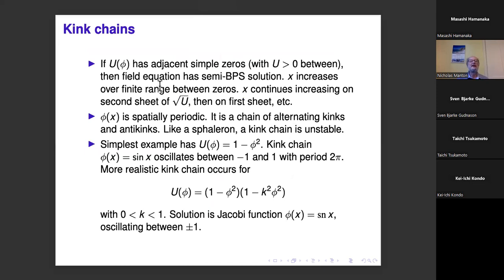Okay, I'm running out of time. But there are further solutions in which U has adjacent simple zeros. And these give kink chains. So far we've considered double zeros, and we've considered a double zero and a simple zero, but another possibility is that U has two simple zeros that are adjacent to each other and U positive between them. And then there's a solution that goes from one zero to the other zero in a finite range of X. X increases over a finite range between these zeros when you solve the equation. And so you have to extend X and it goes round the branch points. Because of the simple zeros, there are two branch points at these zeros.